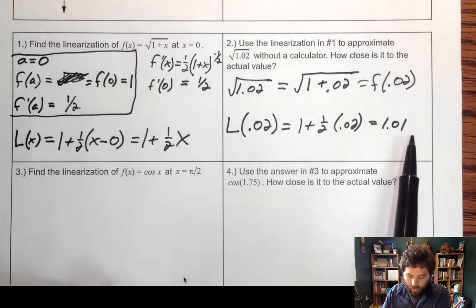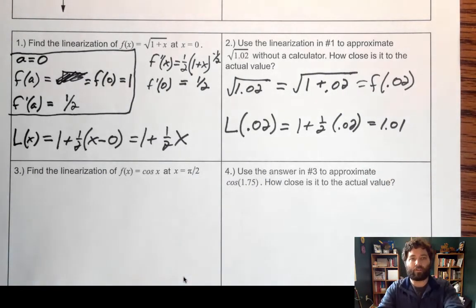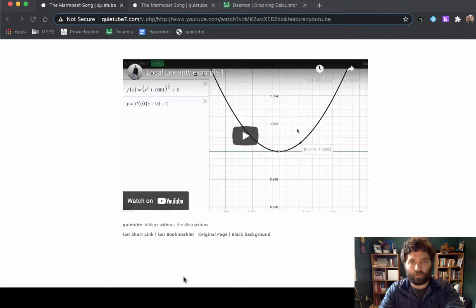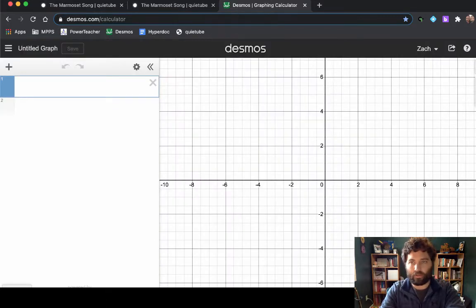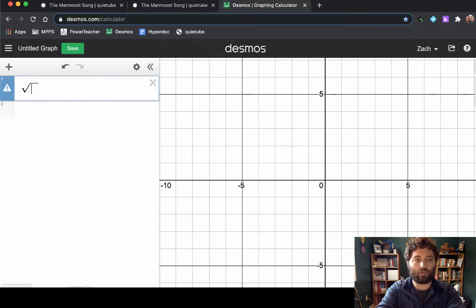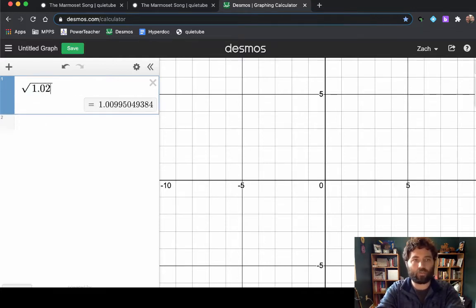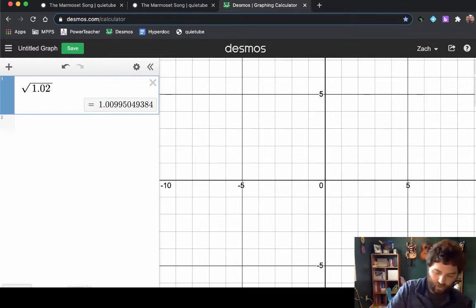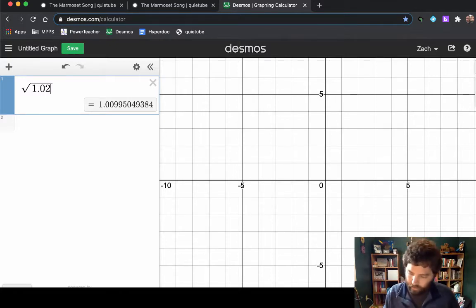Well, how close is it? Let's figure out how close it is. So if we take Desmos here, and we just plug in square root of 1.02, we got 1.01 for our approximation. The actual answer is 1.00995. So you can see that at 0.02, it's a pretty good approximation for the function value there.